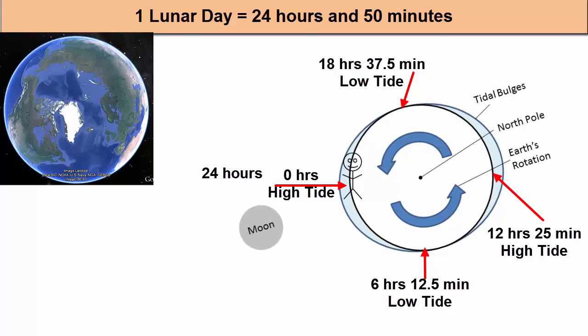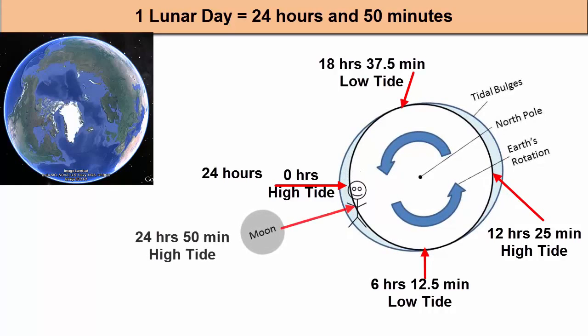The bulges have moved with it, so the figure needs to rotate another 50 minutes to meet back up with the bulge. And that's why we experience 2 high tides and 2 low tides every 24 hours and 50 minutes. Or, more precisely, the period of one wave is 12 hours and 25 minutes.